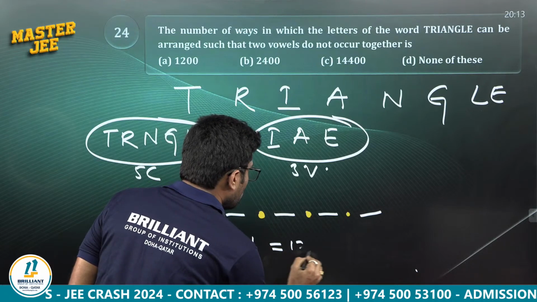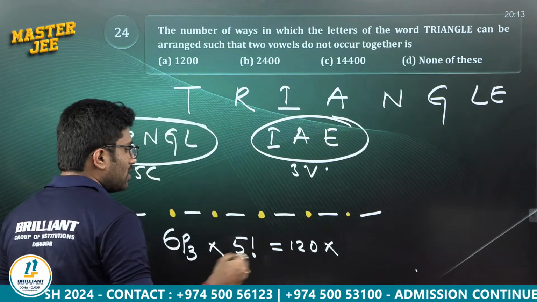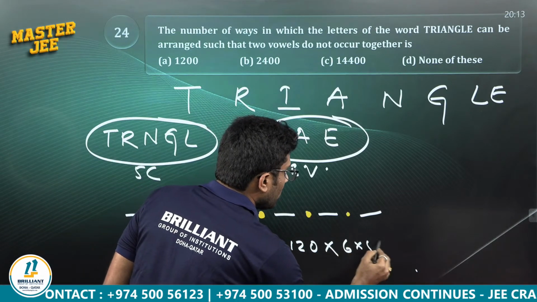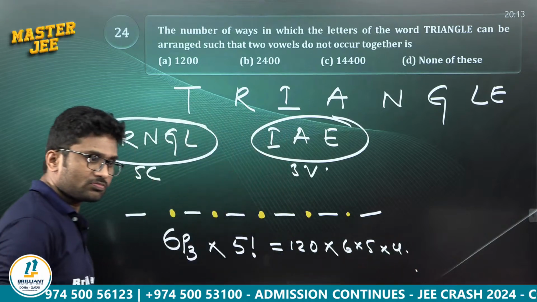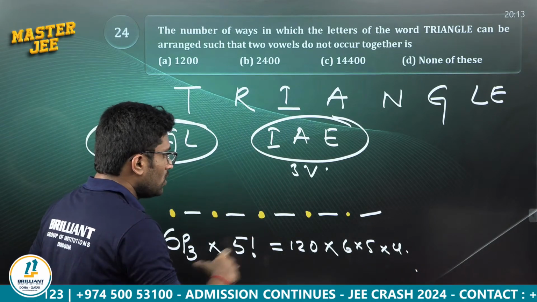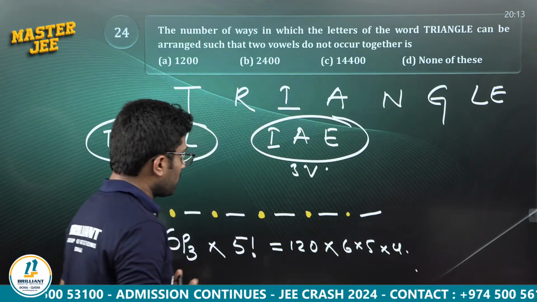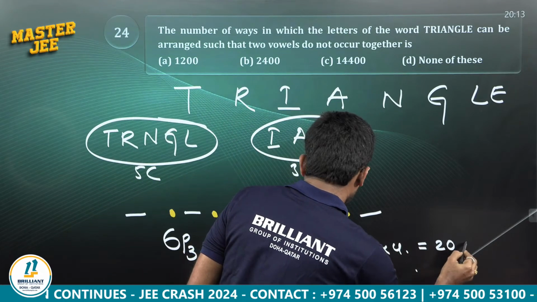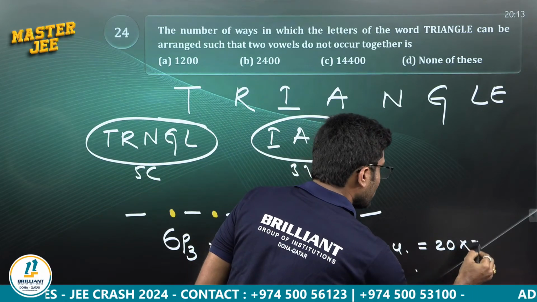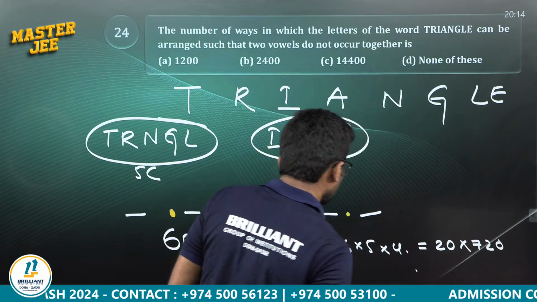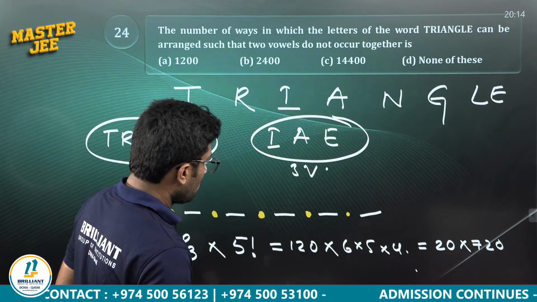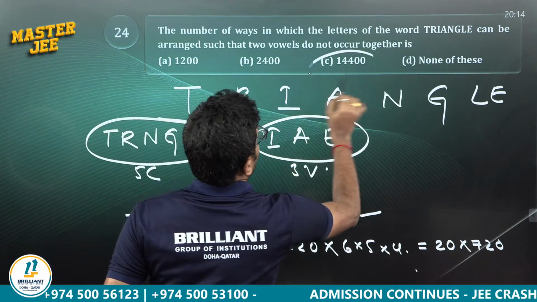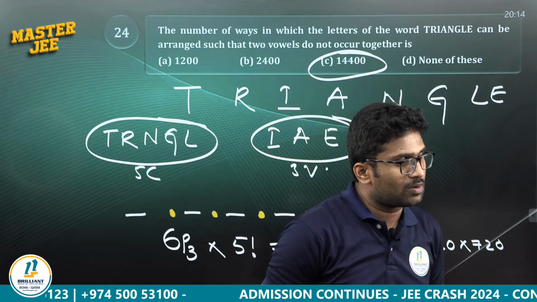5 factorial is 120 and 6P3 is nothing but 6 into 5 into 4. So our answer will be 120 into 5 fours are 20, into 12 sixes are 72, 720. So that becomes 72 twos are 14400. We get 14400.